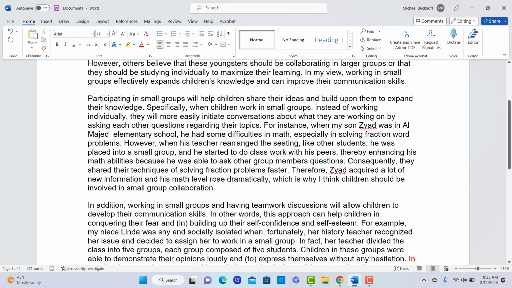For instance, when my son Zayab was in Al Majed Elementary School, he had some difficulties in math, especially in solving fraction word problems. However, when his teacher rearranged the seating like other students, he was placed into a small group. And he started to do classwork with his peers, thereby enhancing his math abilities because he was able to ask other group members questions. Consequently, they shared their techniques of solving fraction problems faster. Therefore, Zayad acquired a lot of new information, and his math level rose dramatically, which is why I think children should be involved in small group collaboration.